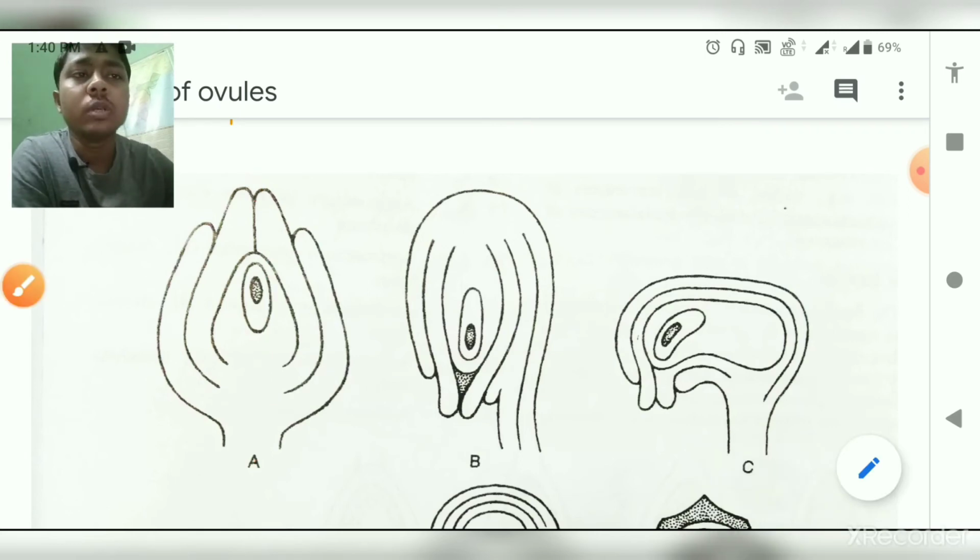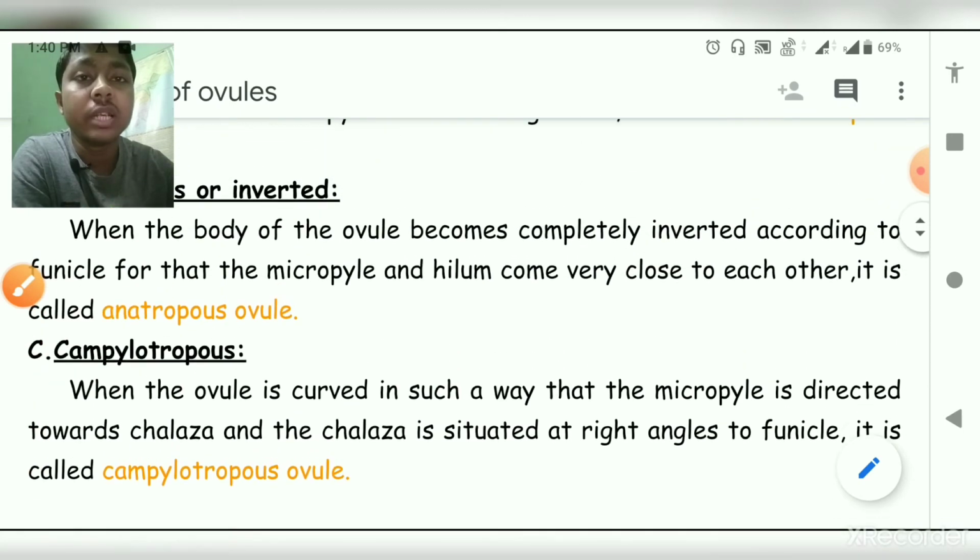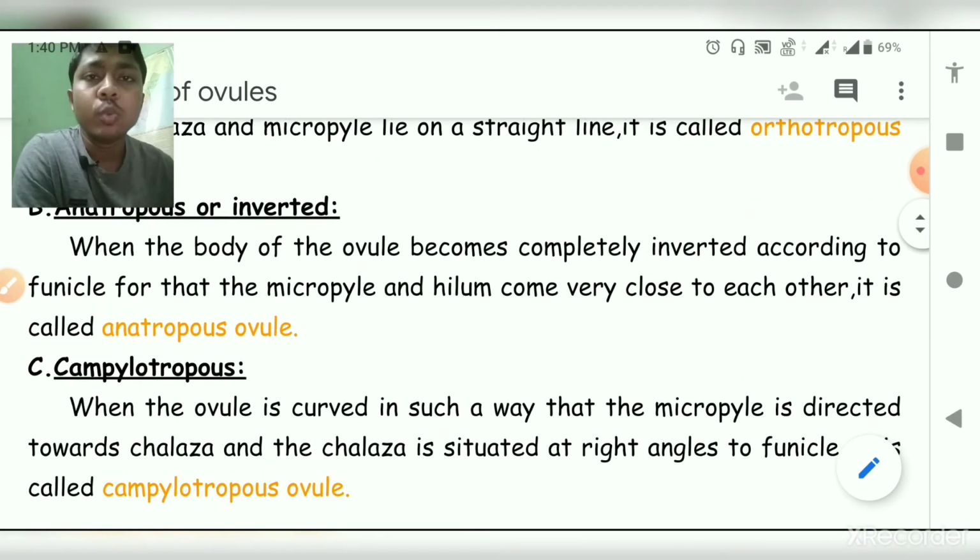Next we talk about anatropous or inverted type of ovule. What is the anatropous or inverted type of ovule? When the body of the ovule becomes completely inverted according to the funicle, the micropyle and hilum come very close to each other. It is called anatropous ovule. So in the anatropous or inverted ovule, the body of the ovule becomes completely inverted.